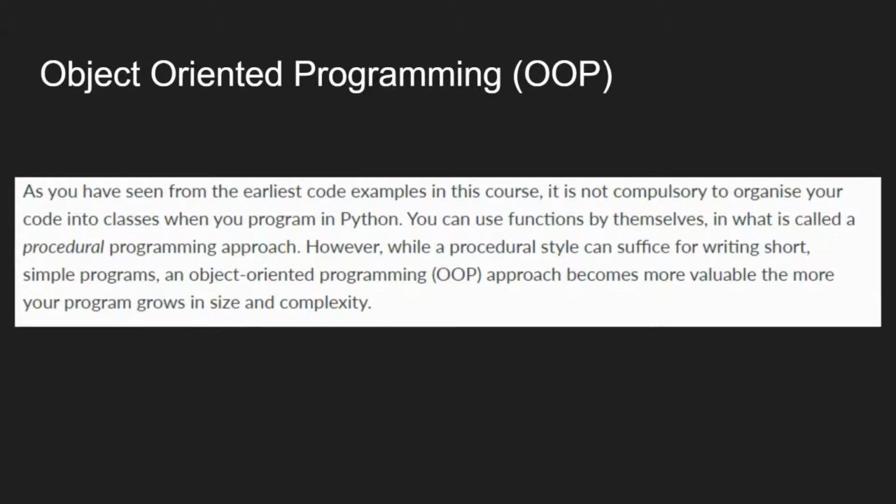So what is object-oriented programming? In our previous four lessons we haven't even bothered with objects, and we've created some pretty complex programs like that embedding simulator we had. So it's not compulsory to organize our code into classes when we program in Python. We can use functions by themselves, which is called procedural programming. While a procedural style can suffice for writing short, simple programs, the object-oriented programming approach becomes much more valuable the more your program grows in size and complexity.